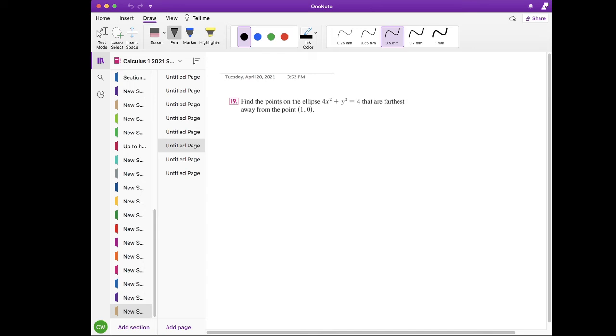All right, let me just set this one up. We want to find the points on the ellipse that are furthest away from the point (1, 0). So this is going to be a distance formula because it's furthest away. We might need to be careful, so there's probably going to be multiple points. We have to be careful that we don't choose the closest point, that we keep the furthest point. All right, so it's going to be a distance formula because it's about distance.